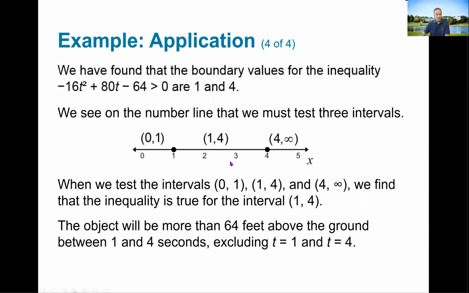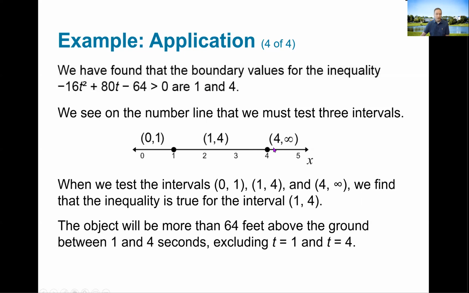Then between 1 and 4, I plugged in a 2. I had negative 16 times 4, that's negative 64. But then plus 80 times 2, that's plus 160. So I have negative 64 plus 160 minus 64. That's going to be 160 minus 128. I still get a positive 32. So you say, okay, positive 32, what does that matter? I care less that it's 32. I only care that it's positive, because all positive numbers are greater than 0. So that's why I said we find that the inequality is true for the interval between 1 and 4. It gave a true statement.